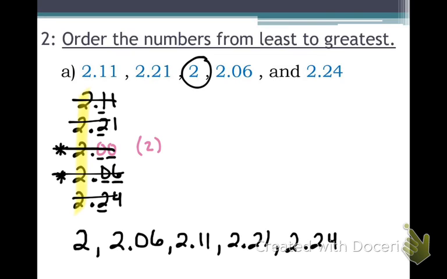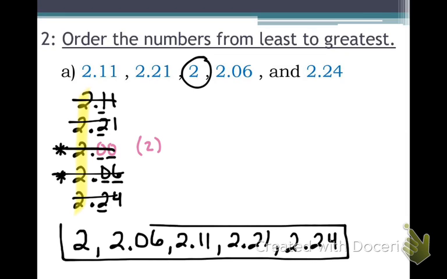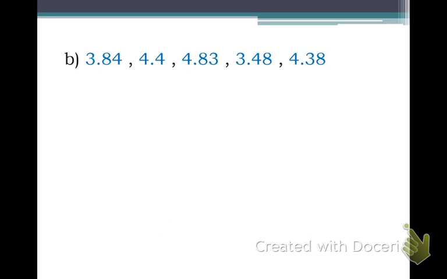As I look at all of these, I'm going to go back through before I box in my answer and see 2. Then next up, I've got 2.06, 2.11, 2.21, and 2.24. So you have now officially put them in order from least to greatest, and that's how you do number 2. We're going to go ahead and do one more example exactly like this.